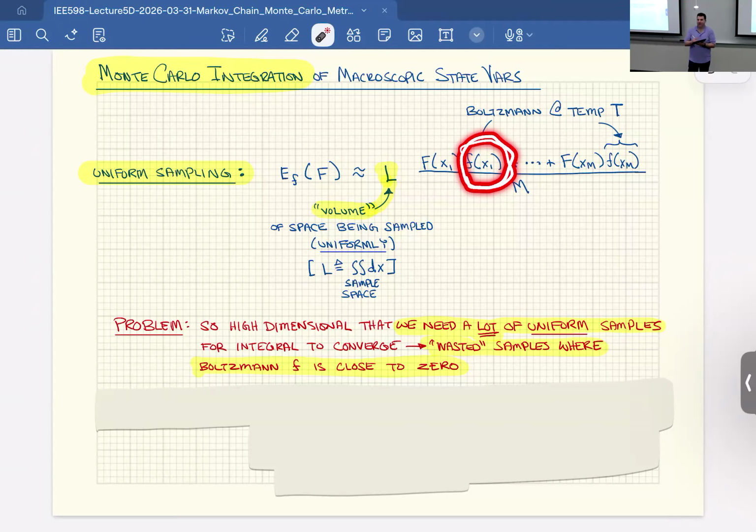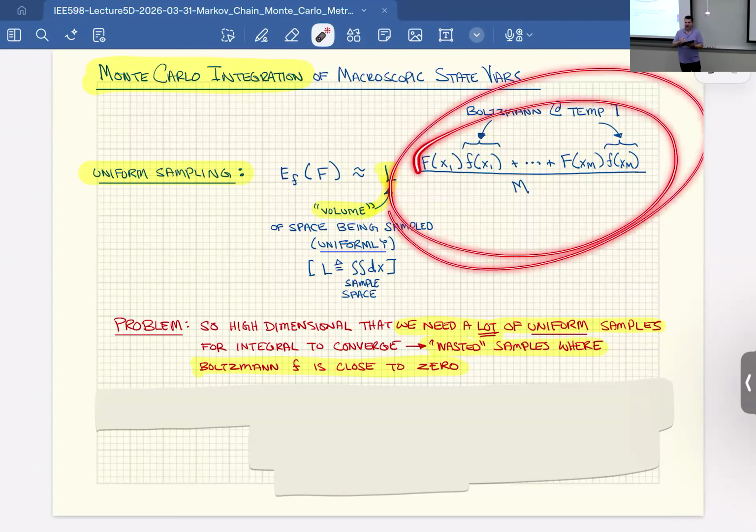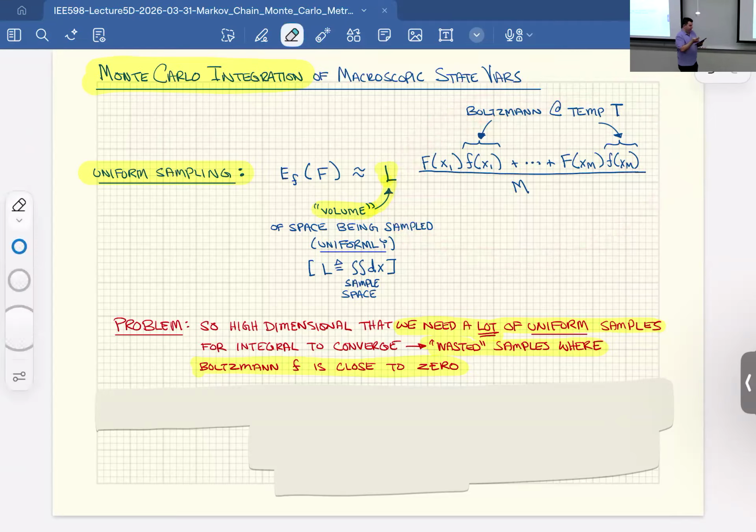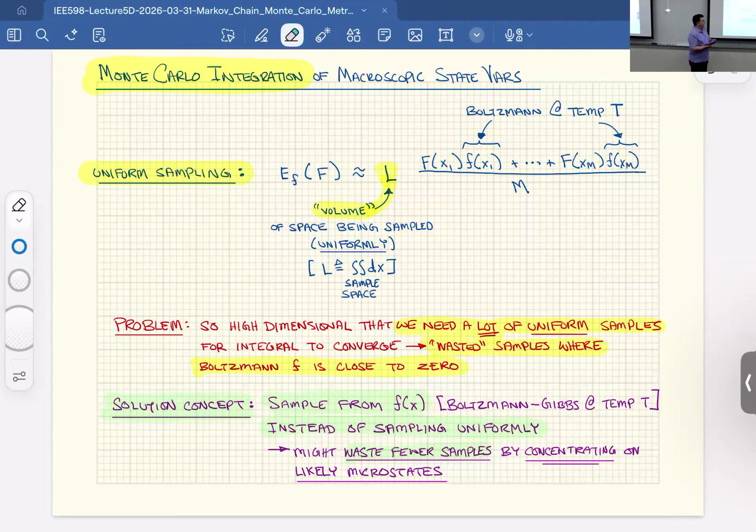So what we'd really like to do is find a way to justify sampling only the most probable microstates and do this integral without biasing it. So how do we do that? A solution concept is: let's just sample from the Boltzmann, make that our proposal distribution. Don't sample uniformly, just sample so that the microstates that are more common are the ones more commonly expected at equilibrium. So we sample from the Boltzmann instead of sampling uniformly, and then maybe that helps us waste fewer samples by concentrating on those likely microstates.